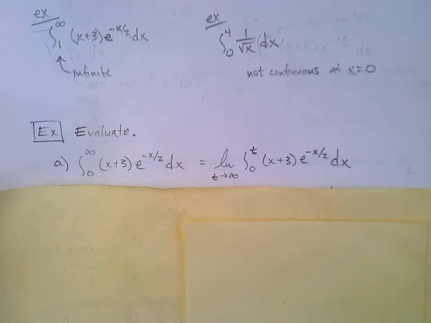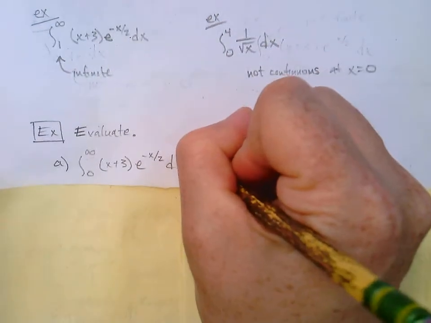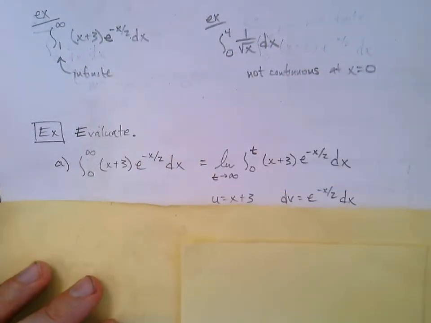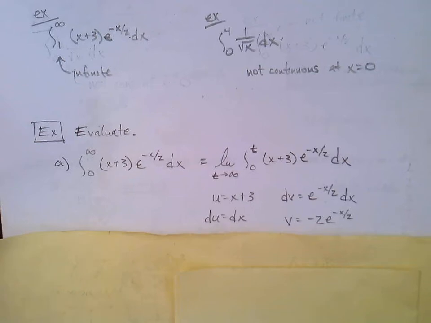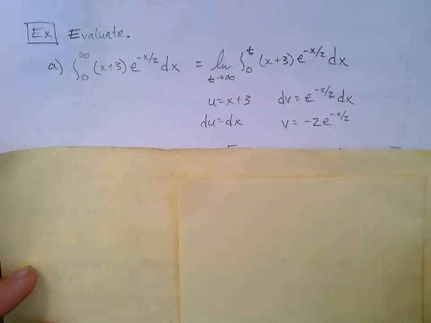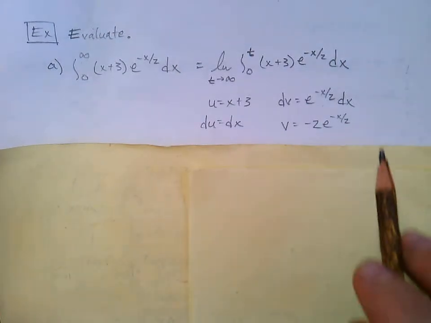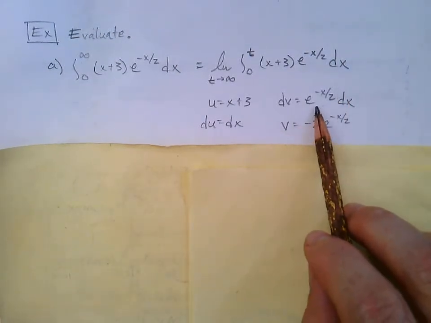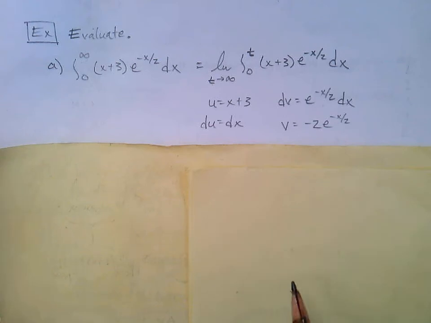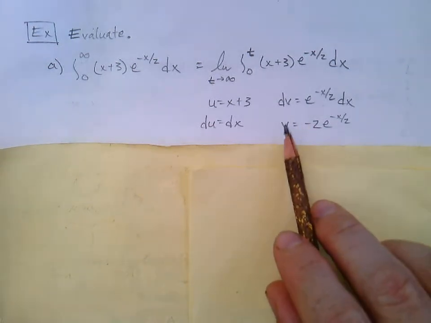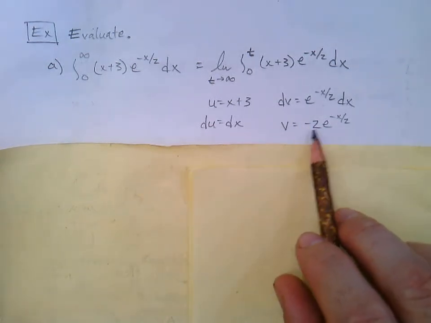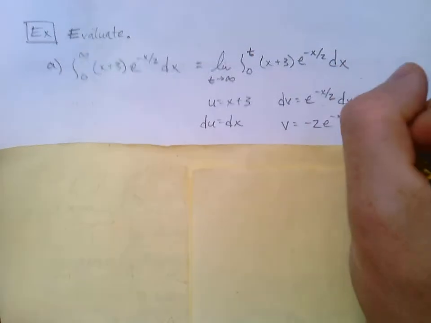And so what are we going to do here? Well, you might recognize this to be an integration by parts. We will take u to equal x plus 3, which means du equals dx, and we'll take dv to equal e to the negative x over 2 dx, which would mean v equals negative 2 e to the negative x over 2.